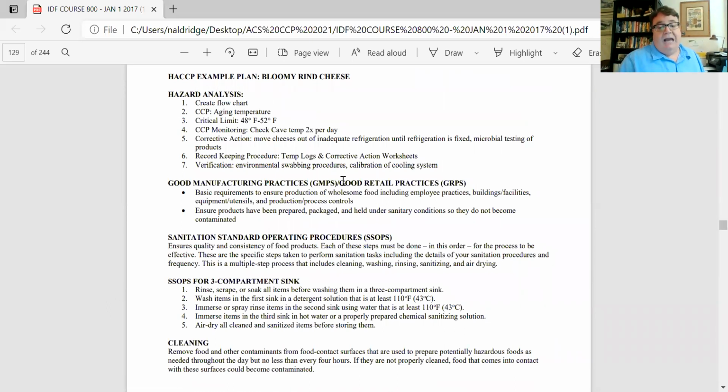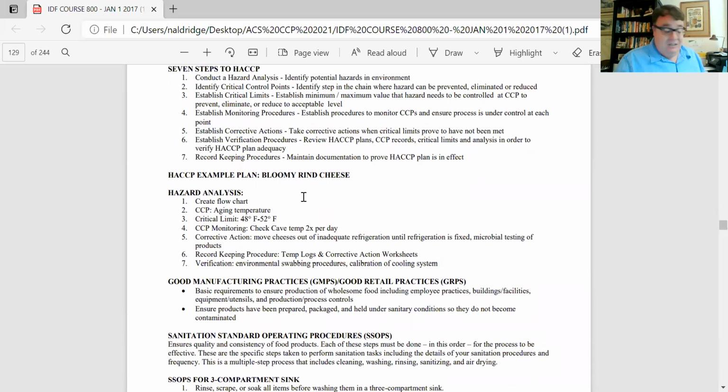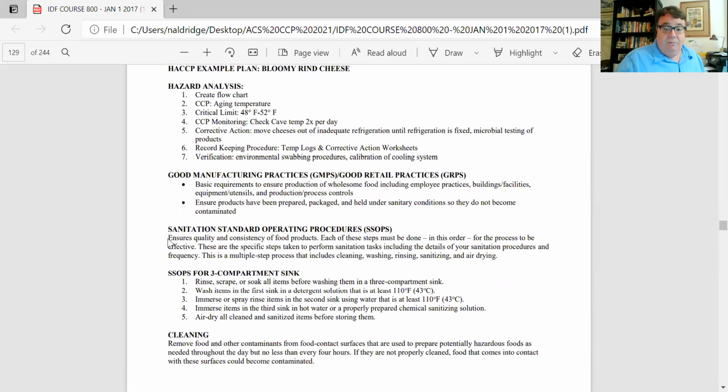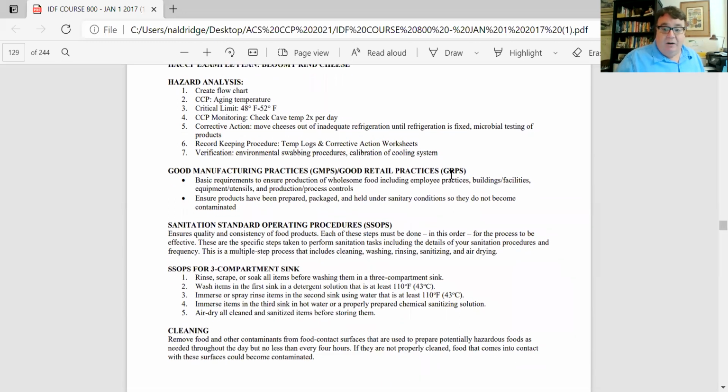You're going to need to know all these acronyms too. GMPs, good manufacturing practices. Those are flashcards in and of themselves, acronym flashcards. What does it mean? Because again, a question for HACCP is, what does HACCP stand for? They could easily ask you that question. But understand good manufacturing practices, also good retail practices, know what those are.